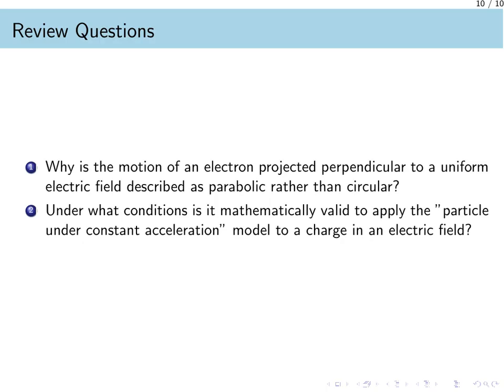to test your understanding. First, think about why the motion of an electron projected perpendicularly into a uniform electric field follows a parabolic path rather than a circular one. What specific features of the forces at play cause this shape?